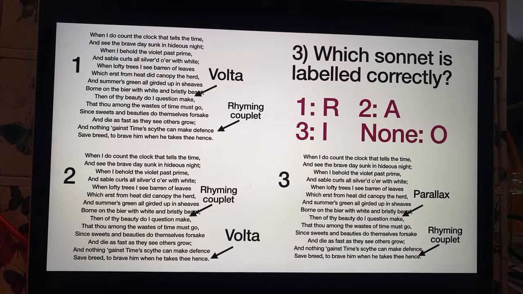If you think that number 1 is labelled correctly, write an R. If you think number 2 is labelled correctly, write an A. If you think number 3 is labelled correctly, write an I for insect. And if you think that none of those are labelled correctly, then write an O. Like I say, I'll move on because I'm going to give you these questions again.